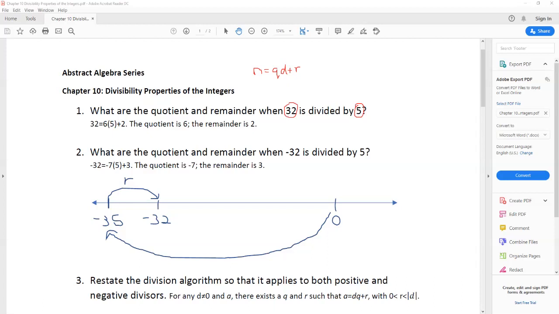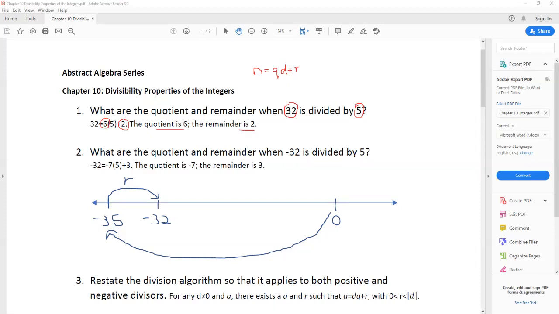And 5 goes into 32 6 times. And 5 times 6 is 30, which means that the remainder is 2. So the quotient would be 6 with a remainder of 2. And again, that's the division algorithm. Number 2, what are the quotient and remainder when negative 32 is divided by 5?